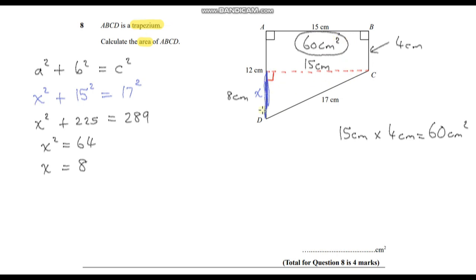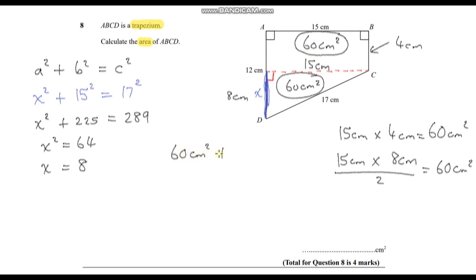And now the area of the triangle, it's going to be the base times the height divided by 2. So it's going to be 15 centimeters times this length, which was 8 centimeters, and then divide by 2. So 8 divided by 2 is 4. 4 times 15 is 60. So that is also 60 centimeters squared. So to work out the area of our trapezium, we can just add the two areas together. So 60 centimeters squared plus 60 centimeters squared gives us 120 centimeters squared.